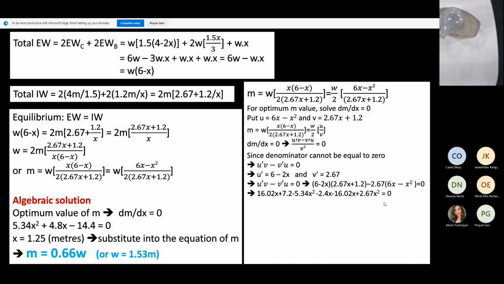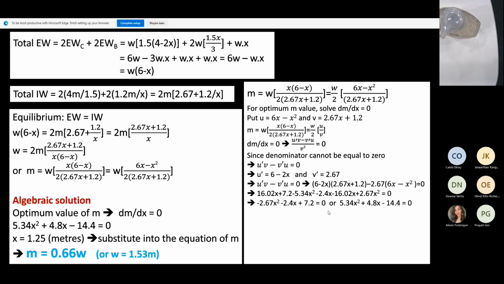When you expand the equation, you get minus 2.67 x squared minus 2.4x plus 7.2. What I've done, I've multiplied everywhere by 2 just to make it look like this here, and then transpose everything to the other side, which gives 5.34 x squared plus 4.8x minus 14.4. And this is a quadratic equation.